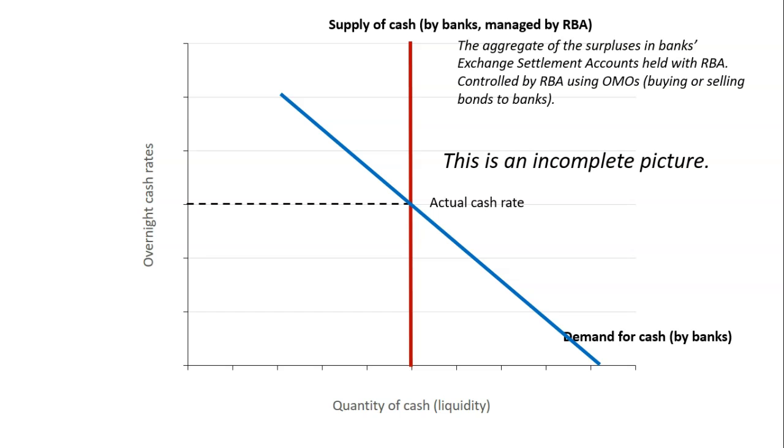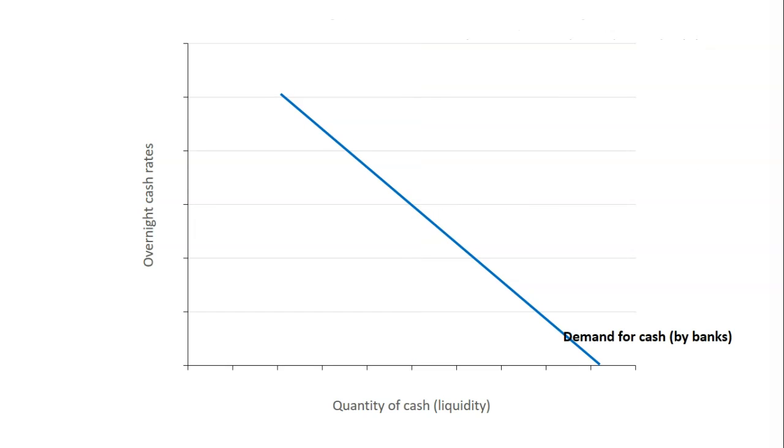Now, that story is fine as far as it goes, but it's an incomplete picture of what really happens. Here's what really occurs. First, the Reserve Bank of Australia will make an announcement about what it wants the cash rate to be, which they call the target cash rate. Now, the Reserve Bank doesn't somehow set that target cash rate. It does not do that. It simply makes an announcement about what it wants it to be.